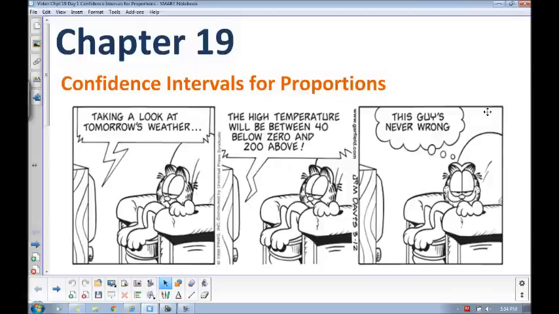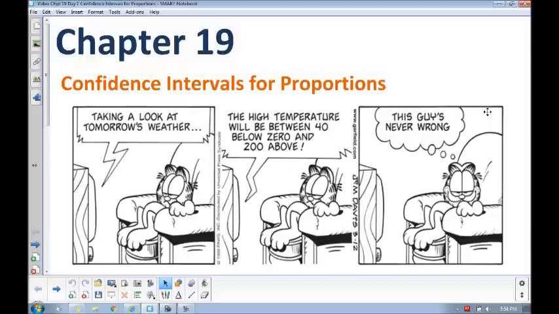Welcome to Chapter 19 for Statistics, where we are talking about confidence intervals for proportions. Now, Garfield has a little bit of something to say about that. He's watching the news, and the weatherman says, taking a look at tomorrow's weather, the high temperature will be between 40 degrees below zero and 200 above. Garfield's smart. He says, this guy's never wrong.